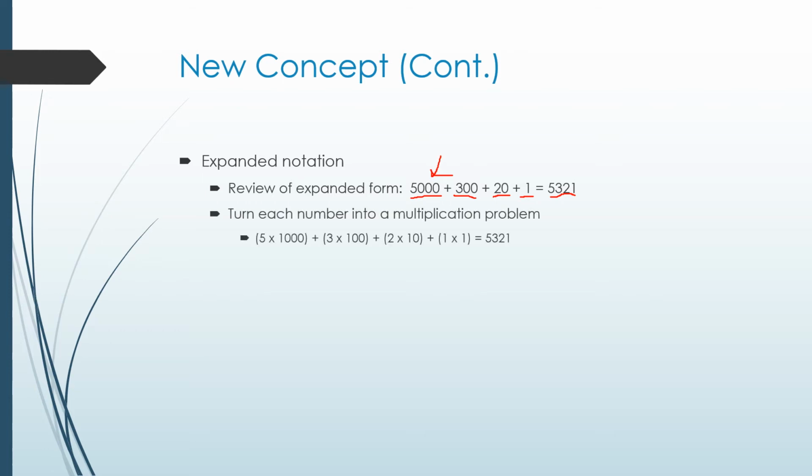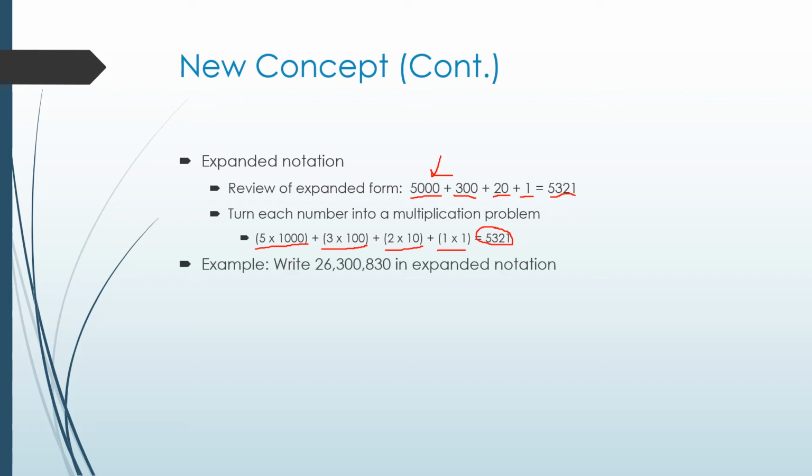So instead of 5,000, you have 5 times 1,000, which would be 5,000. Instead of 300, you have 3 times 100. Instead of 20, you have 2 times 10, and instead of just 1, you have 1 times 1. And that all adds up to our original number.